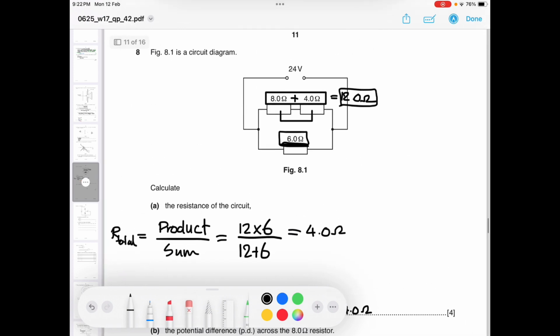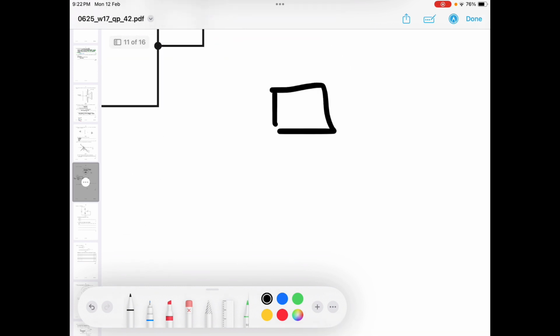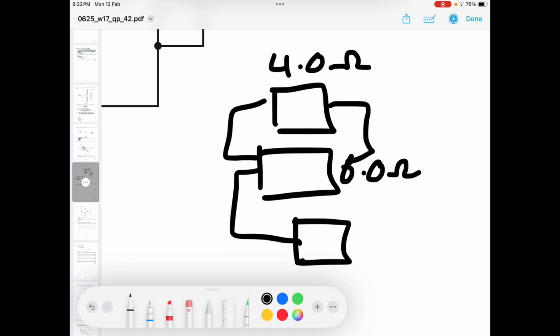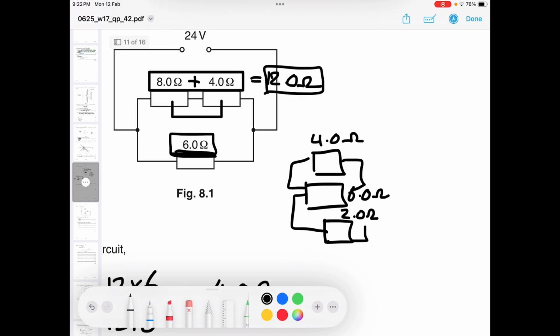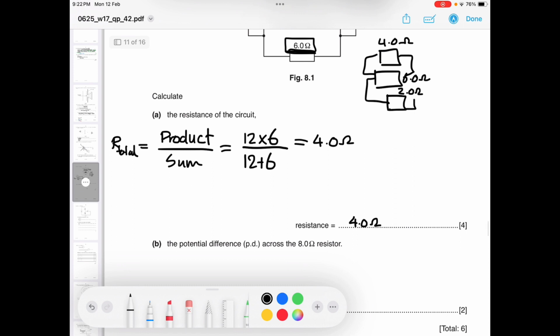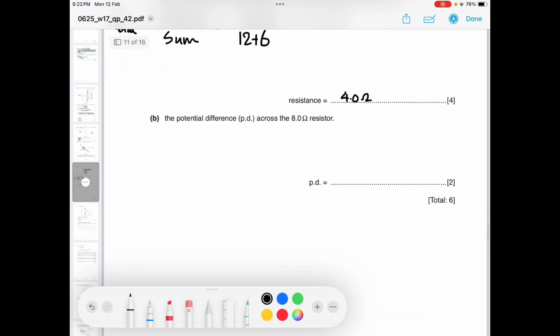However, if you're given more, for instance, a 4 ohm resistor parallel to another 6 ohm resistor parallel to a 2 ohm resistor, if you're given more than 2 resistors or components in parallel, then you should definitely use the other method. Okay, but it never came up, and I don't think it's in the O-level syllabus.